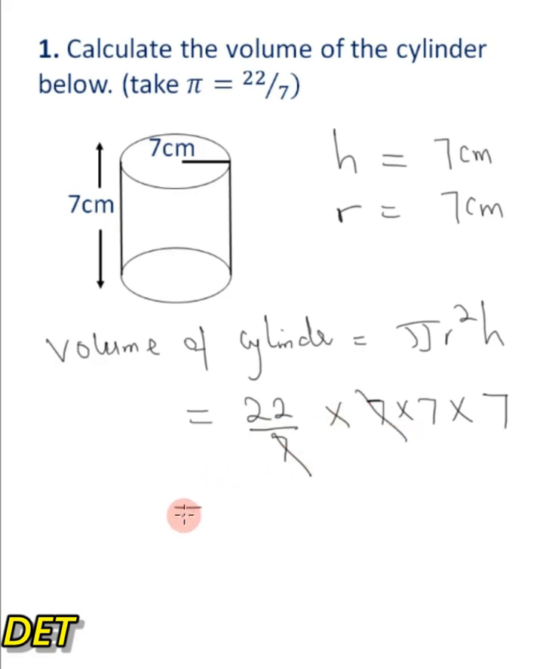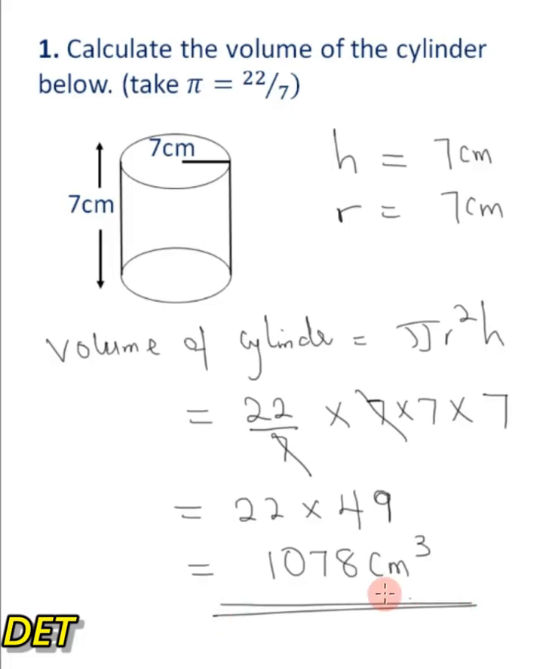So this will be equal to 22 times 7 times 7, which is 49. So 22 times 49 will give us what? 1078 centimeter cube. This is the volume for this cylinder. Alright, it's very important that you should know that volume is measured in centimeter cube.